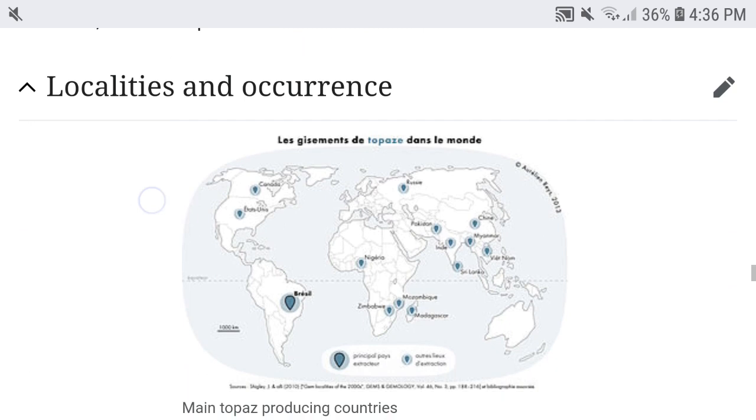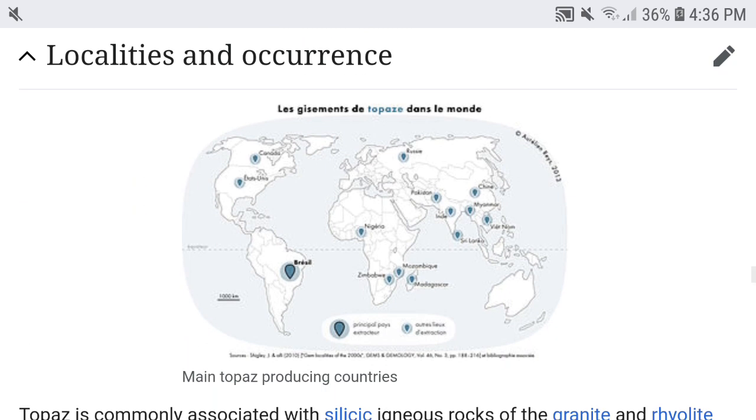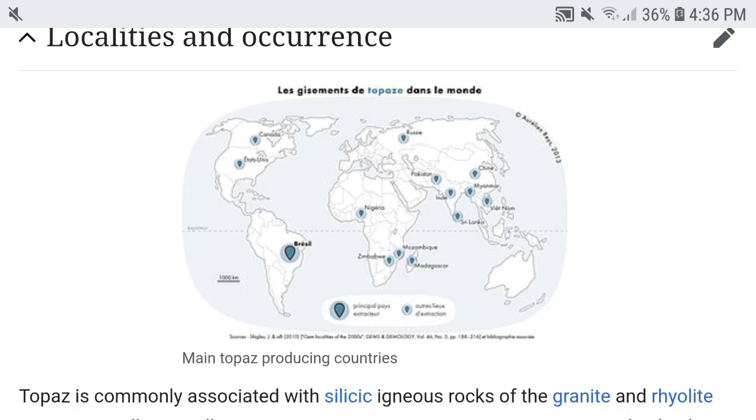Localities and occurrence. Okay, here we go. The main topaz producing countries will be Brazil. There is also Vietnam, Sri Lanka, Myanmar again, China, Pakistan, India, Russia, and then in Africa we have Nigeria, Zimbabwe, Mozambique, and then Madagascar. And then in South America we have Brazil.